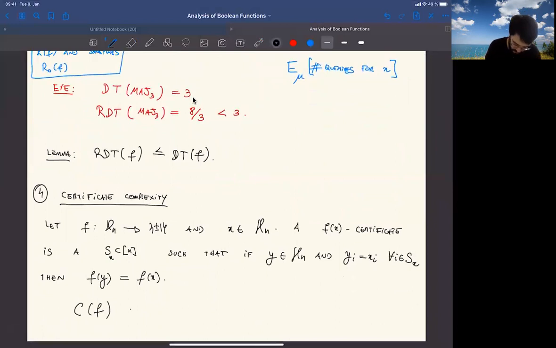In any case, what you do here for the certificate is kind of obvious. For each X, you minimize over the certificates. So S_X is a certificate for X. You minimize over the sizes of the certificate. So for each X, you take the optimal certificate, and then you take the worst case scenario.